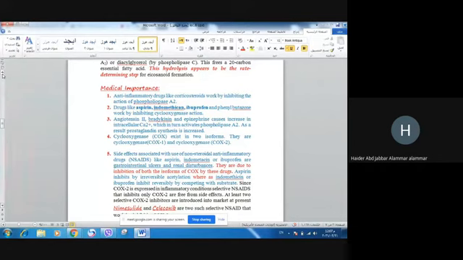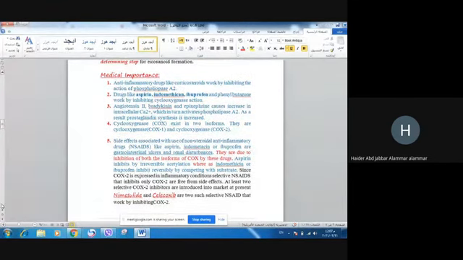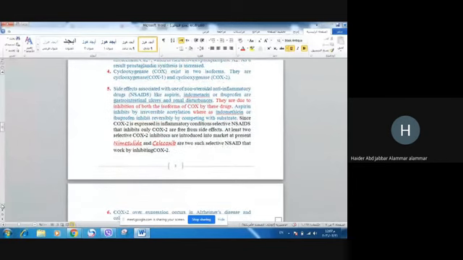Fourth, cyclooxygenase, which is responsible for prostaglandins or prostanoids, exists in two isoforms, cyclooxygenase 1 and cyclooxygenase 2. As I said, cyclooxygenase 2 is responsible for inflammation, while cyclooxygenase 1 is for platelet aggregation or clotting. Regarding the side effects associated with the use of non-steroidal anti-inflammatory drugs, you should actually know these even without reading.